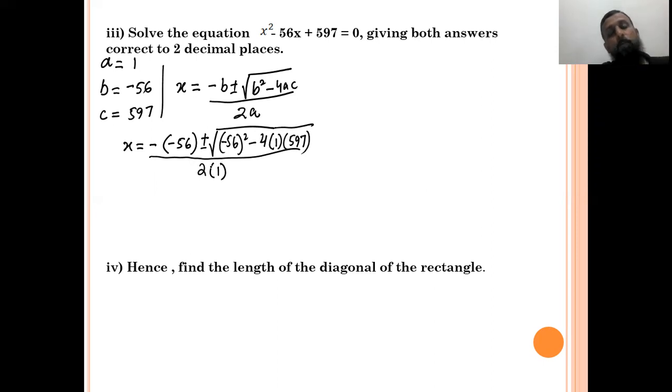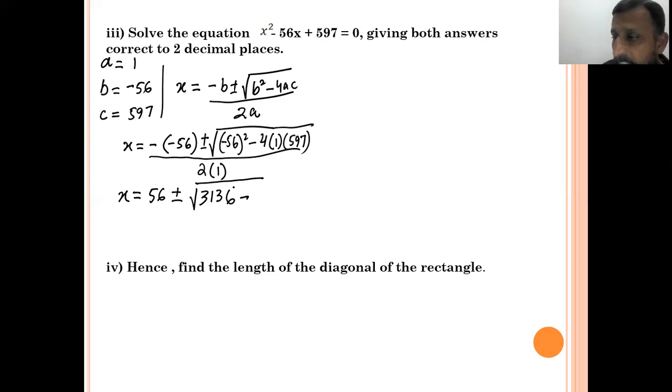Okay, dear students, now what do you need to do? You need to use your calculator to find the square of this number, that is 56, and then 4 multiplied by 597. So let's do the needful. Negative into negative makes positive, plus minus. So 56 multiplied by 56 is found to be 3,136. Then minus sign. Then again 4 multiplied by 597. The answer is found to be 2388. Whole upon 2.